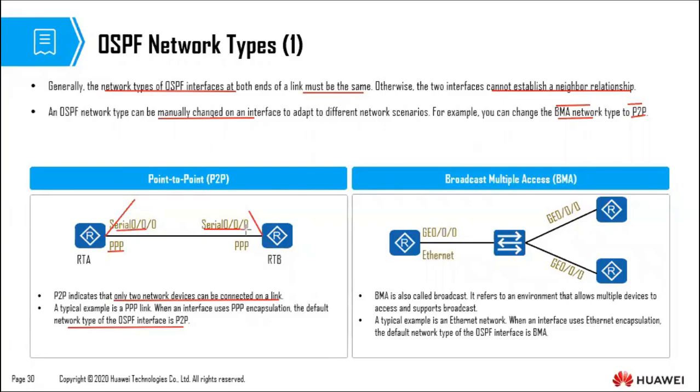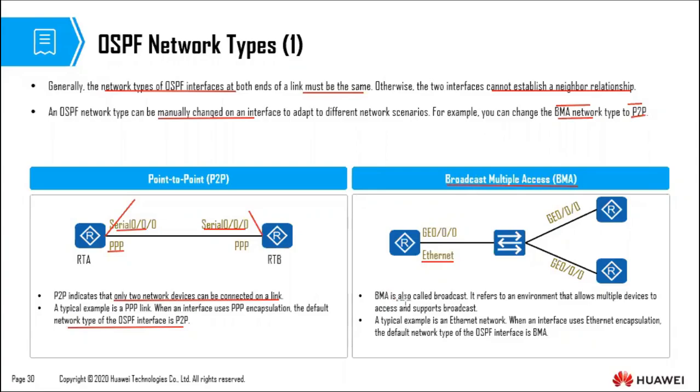So when we connect two devices together, two interfaces via a serial cable, and we use PPP encapsulation, point-to-point protocol, then that will default to a point-to-point OSPF network type. Otherwise, when we interconnect using the Ethernet interfaces, and we use Ethernet at layer 2 for encapsulation, then the network type will default to BMA, broadcast multiple access or multi-access.